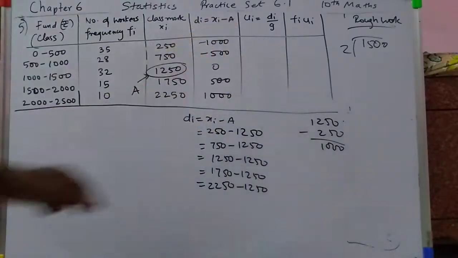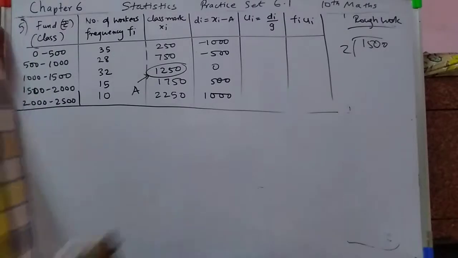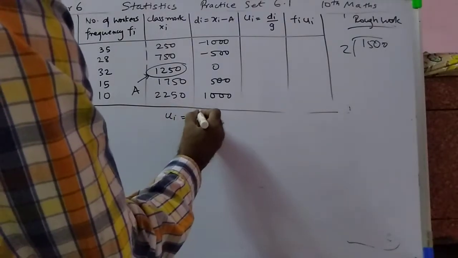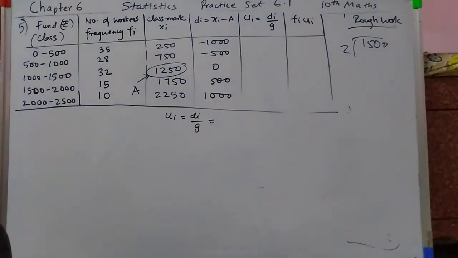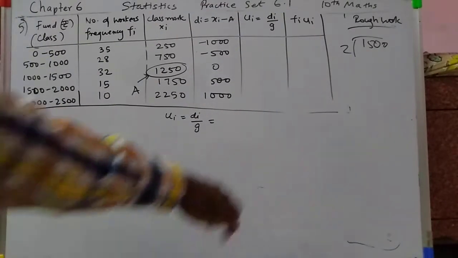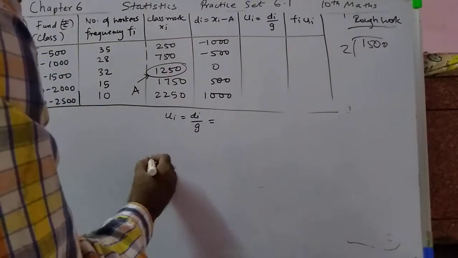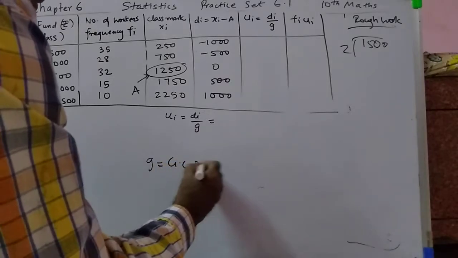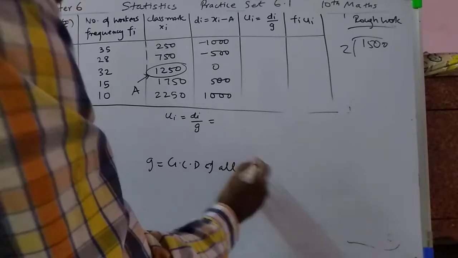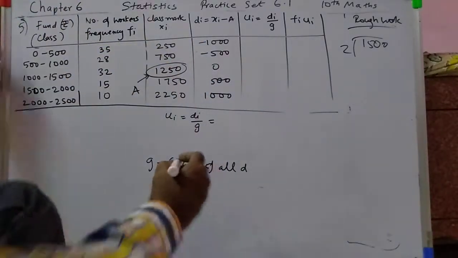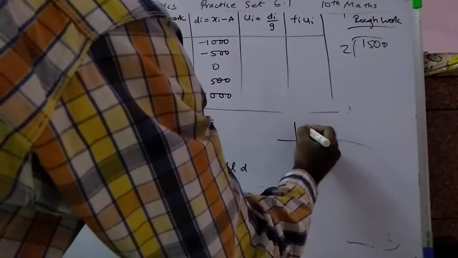Okay, now you have to calculate ui. ui is equal to di upon g. That we will calculate. Okay, we will calculate di, but how to get g? g is equal to the GCD of all the d values. That is 500. I can do it like this.